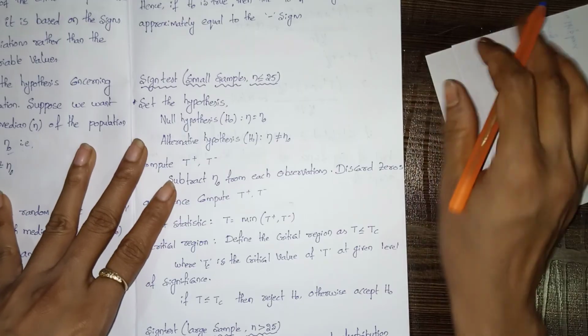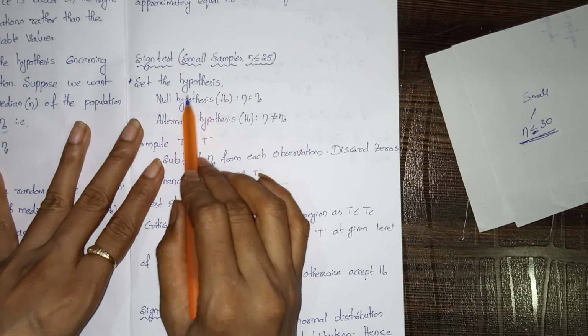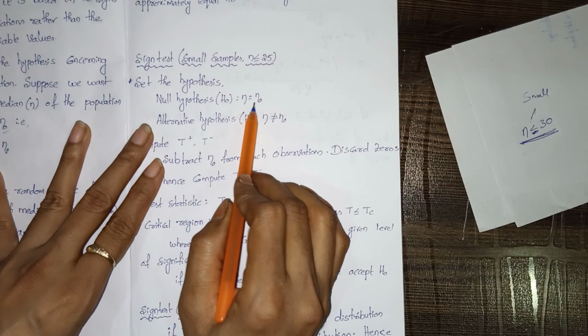Okay, so the procedure is that first we have to set the hypothesis. That is the null hypothesis. We take both as equal.